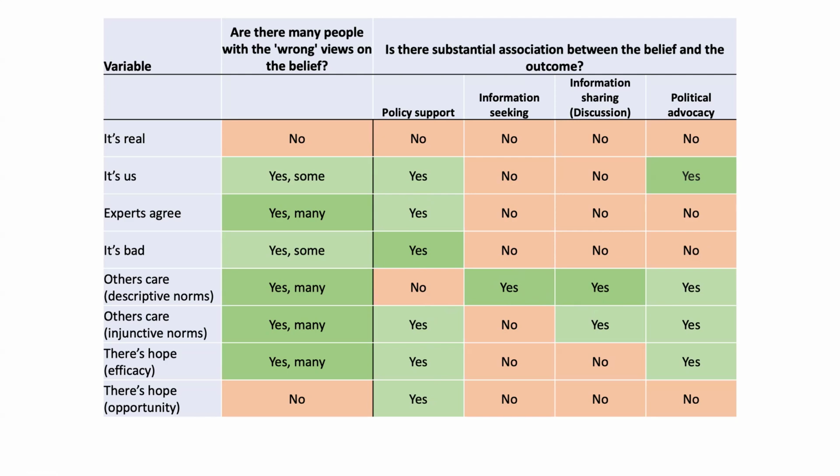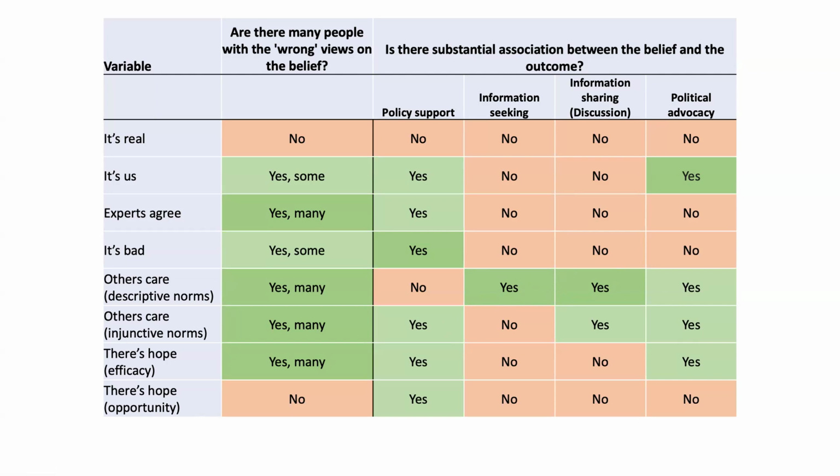On the flip side, if you're looking at, well, are there any beliefs that we can target that might influence a wide variety of outcomes? Focusing on others' care seems to be your best bet if you have a variety of different objectives you're trying to achieve with your campaign, right? Particularly descriptive norms. So the boxes that are darker here, those are the ones that had the strongest association with that outcome. So others care would be a good way to focus on a variety of different outcomes.